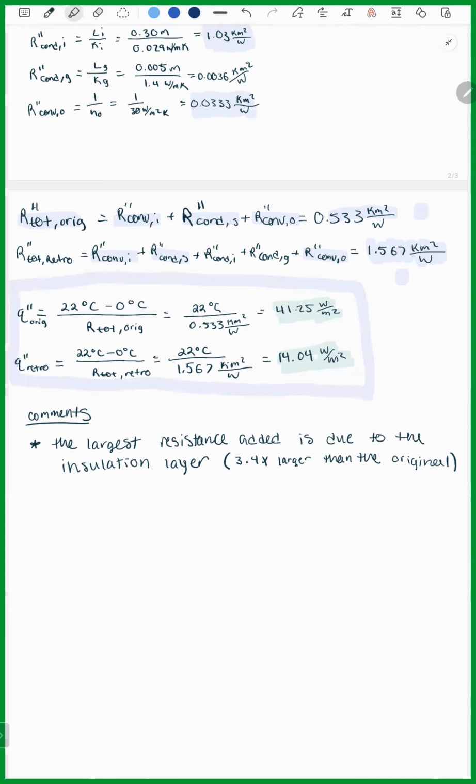And just some comments on this. Like I said before, the largest resistance added is due to the insulation layer. I just wanted to point out that this resistance was 3.4 times larger than the original resistance due to the sheathing. And as you can see, it causes a major drop in total heat flux going through the wall, which will be good for the upgrade.